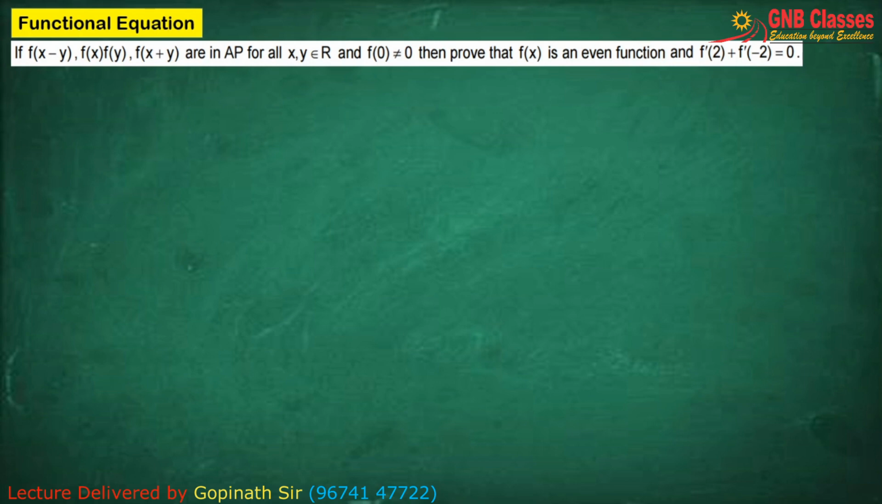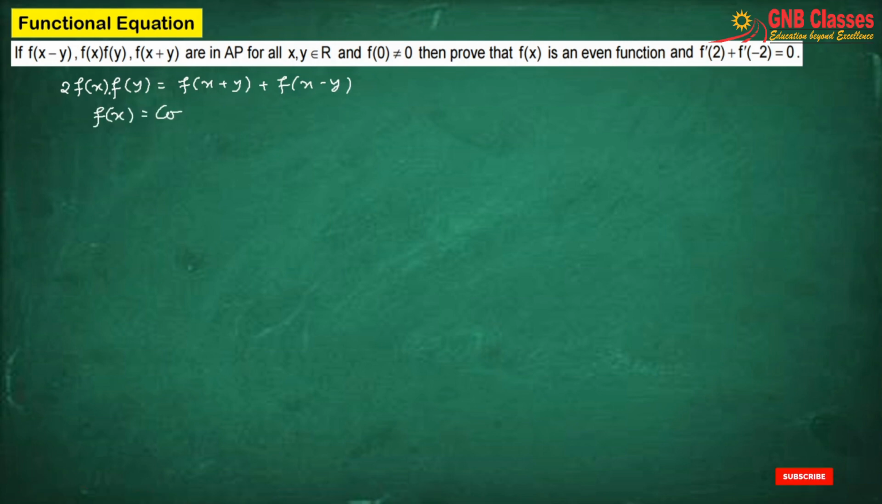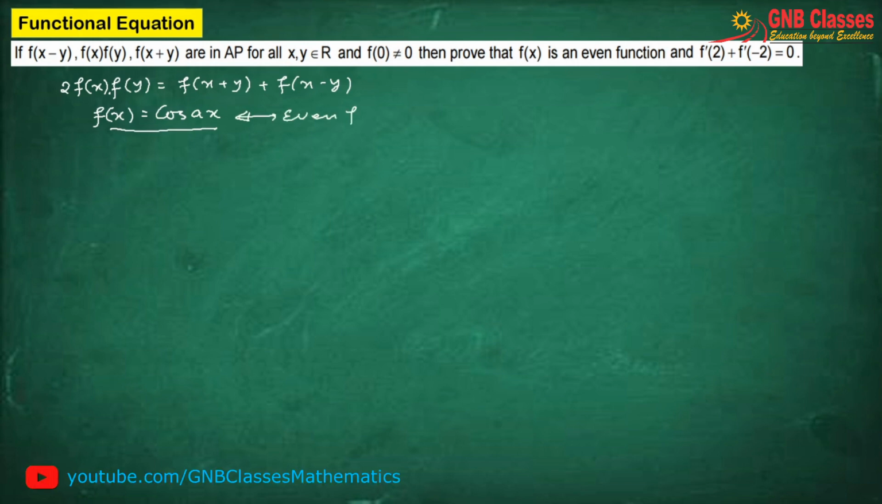So first of all, they have said that these three functions are in AP. So we can write 2 times f(x) into f(y) equals f(x plus y) plus f(x minus y), correct? Now, from the standard functional equation, we can say from here that f(x) is nothing but cos ax. Am I correct? Now, the moment you write f(x) equals cos ax, obviously, this function is an even function, right? It's an even function because cos ax is an even function. So, the first part is proved.